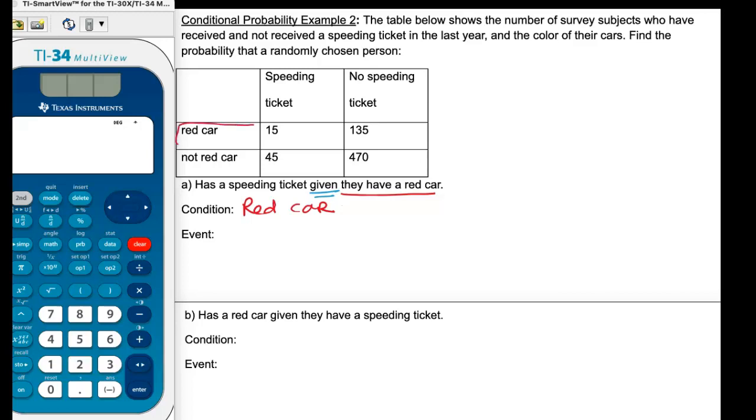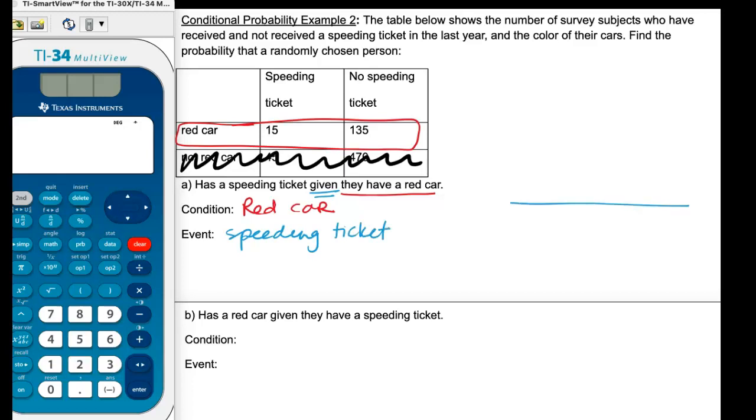So that means I'm going to look at the red car row in the table, and I'm not going to look at any of the other numbers. They don't even matter because we know that the car is red. Now that we know the car is red, we consider what comes before the given. What are we trying to find the probability of? The event. What is the probability that they have a speeding ticket?